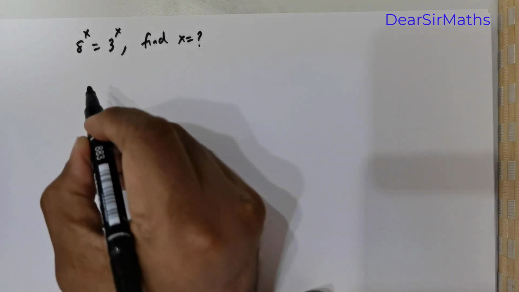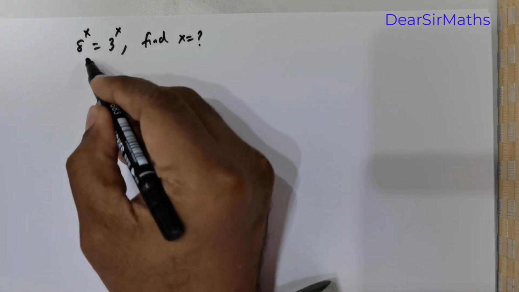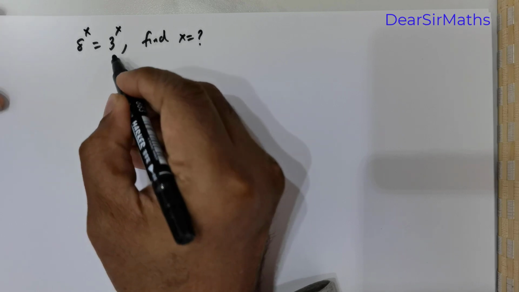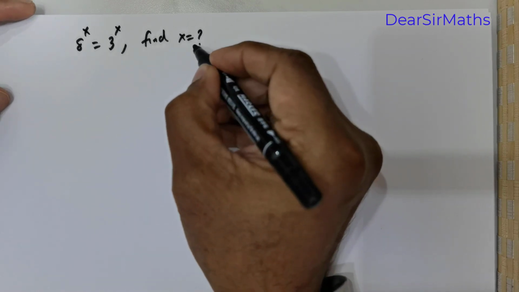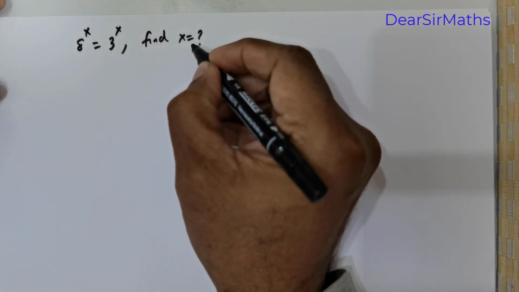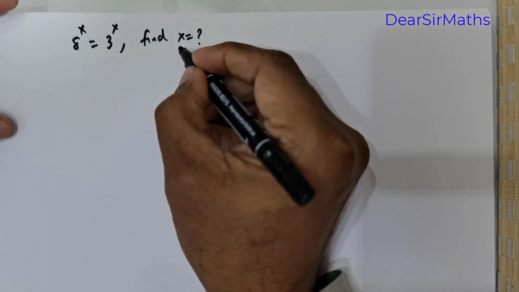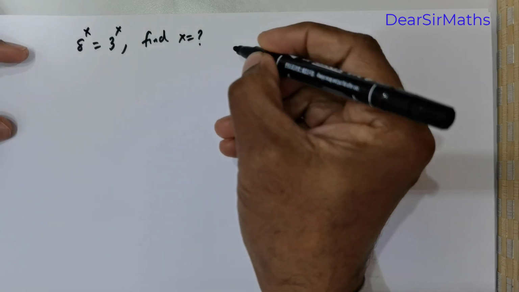Hi everybody, we are given this question, an equation 8 raised to the power of x is equal to 3 raised to the power of x. We are expected to find the value for which this equation is true. In other words, we are asked to solve this and find the value for x.